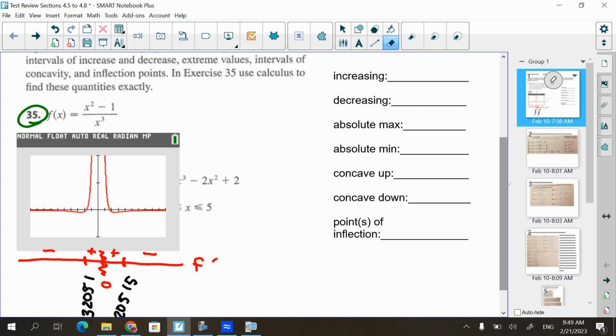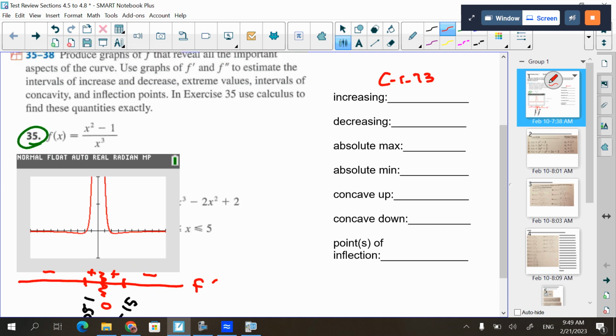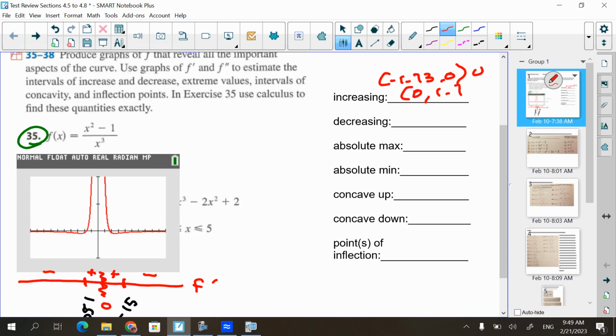So for my increasing, I need to say from -1.73 to 0, and from 0 to 1.73. If that was just a 0 in the middle and it was smooth and connected, yes, but the derivative does not exist at that spot. So it is not increasing at that spot. It is decreasing then from negative infinity to -1.73, and then again from 1.73 to infinity.